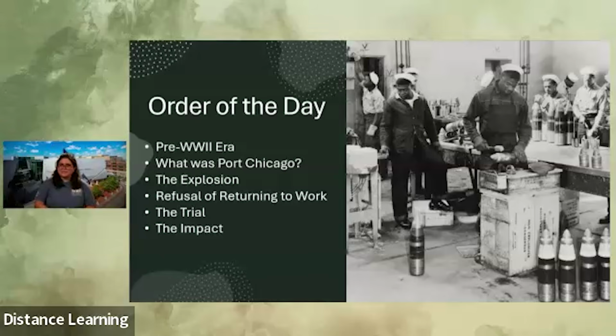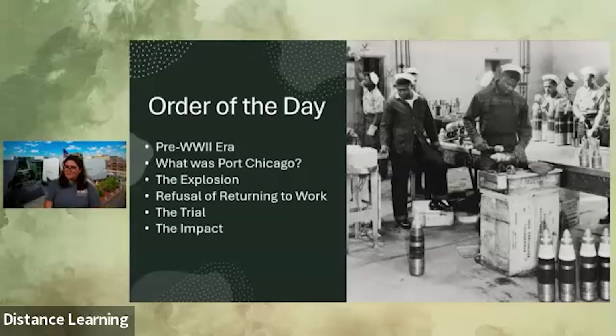After that, we're going to go into the explosion, so what happened at Port Chicago. After, we're going to look at these very brave men who stood up to refuse to go back to work or didn't want to return to loading ammunition, and all of that ensues. After, we'll look at the mutiny trial that will happen. And finally, the impact and what that means for us today.